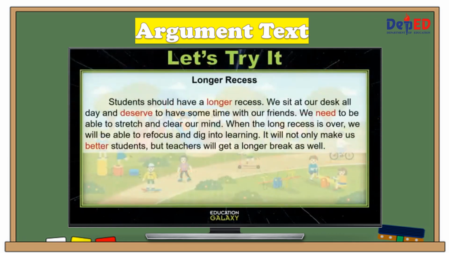Longer recess. Who thinks you deserve a longer recess? Students should have a longer recess. We sit at our desk all day and deserve to have some time with our friends. We need to be able to stretch and clear our mind. When the long recess is over, we will be able to refocus and dig into learning. It will not only make us better students, but teachers will get a longer break as well.